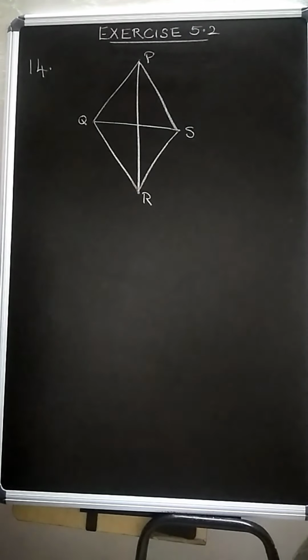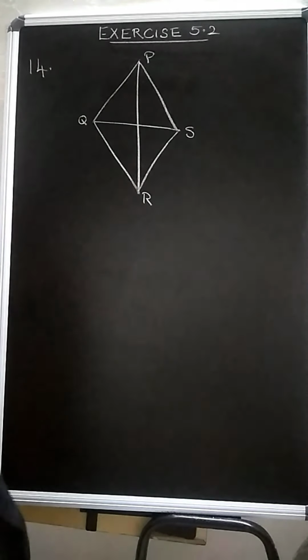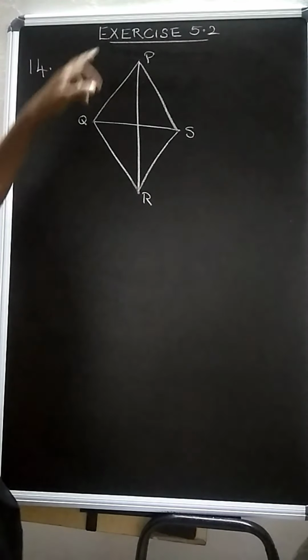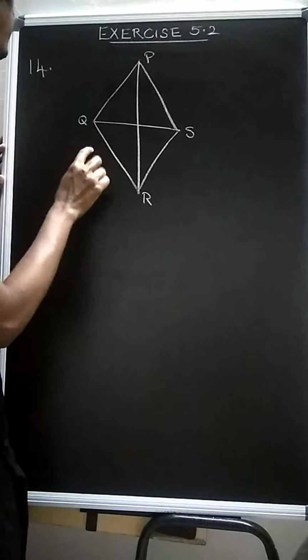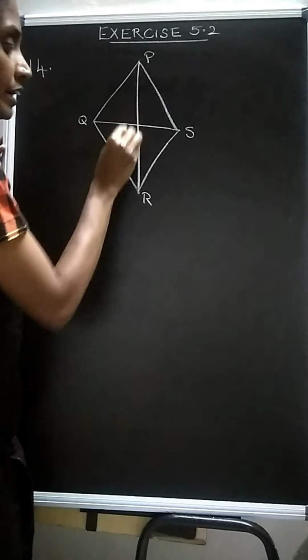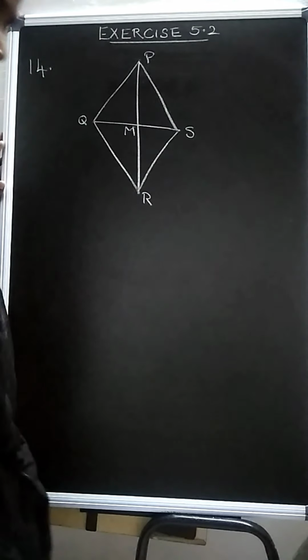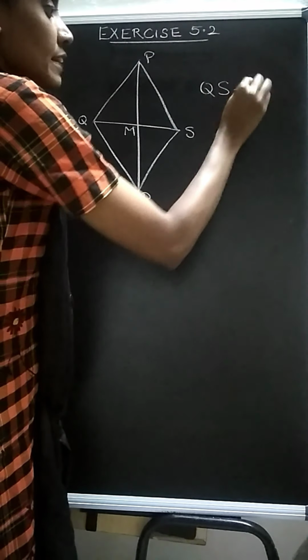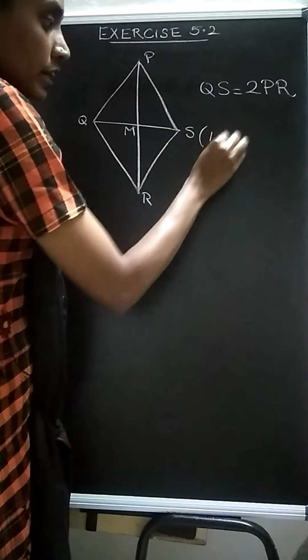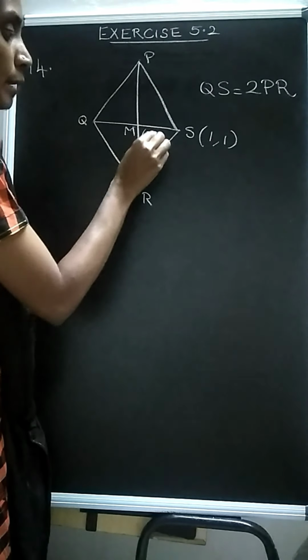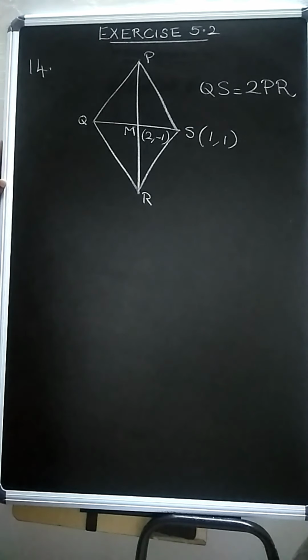Now what is your question? PQRS is a rhombus. Its diagonals PR and QS intersect at the point M and satisfy QS is equal to 2PR. If the coordinates of S and M are (1, 1) and (2, -1) respectively, find the coordinates of P. So they are asking you to find the coordinates of P.